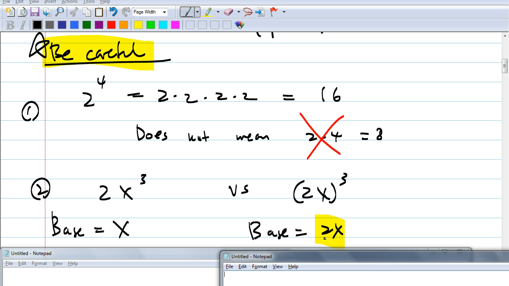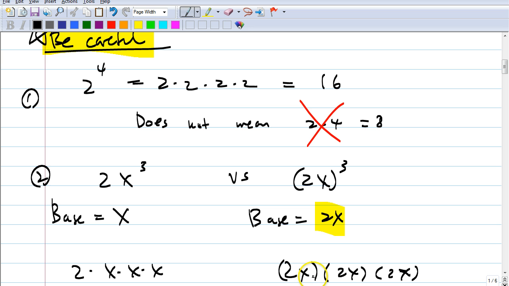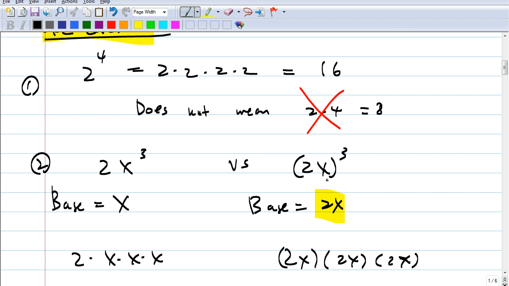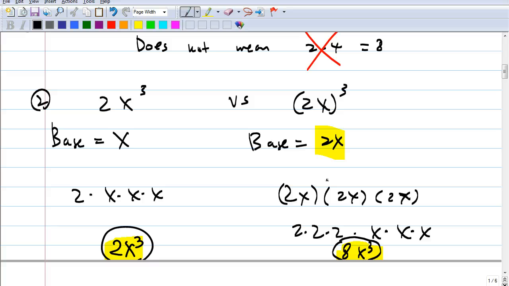So for the first one, 2x to the 3rd without any parentheses, it's 2 times x times x. Exactly. And the other one is 2x times 2x times 2x. For the first one, we can't really do much. What about 2x in parentheses to the third power? What does that become? 2x times 2x times 2x. That is simply 8x to the third power. That's not 8x, it would be wrong. It's 8x to the third power. Do you guys see the difference? Okay.